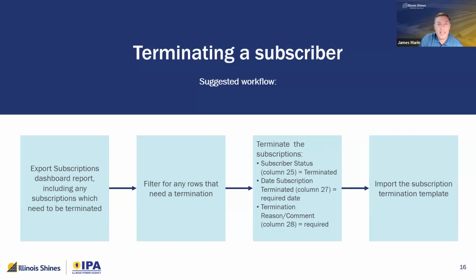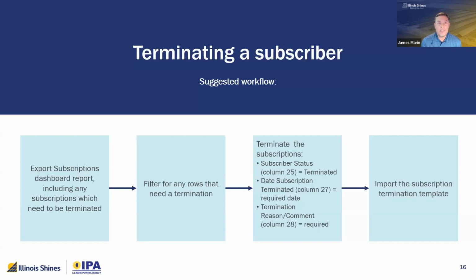So here we have the process for terminating a subscriber. Something to note is that when you terminate a record, you're not deleting it from the list of subscriptions on a project. I think you saw that in the demo. You're simply changing the status of that subscription to terminated. That means you would need to create a new subscription if you want to, for example, move that subscriber or subscription to another project.